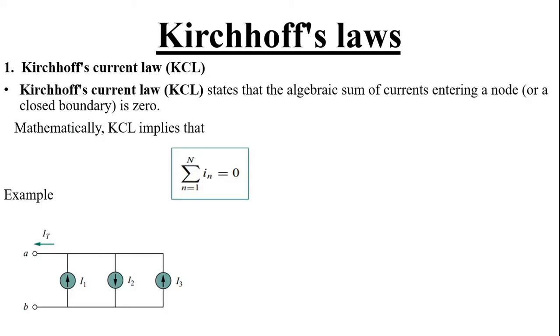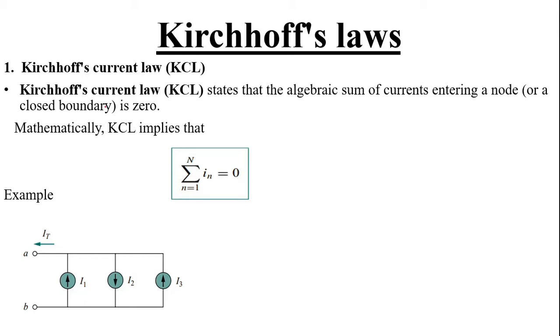Today I'm going to show you how to find the current flowing through a circuit and the voltage across each resistor by using the second basic type of laws, which is Kirchhoff's laws. Kirchhoff formulated two basic laws: Kirchhoff's current law and Kirchhoff's voltage law. So let's see them one by one.